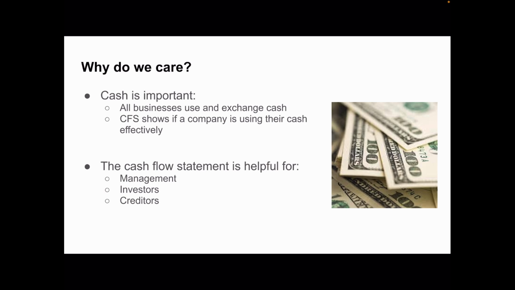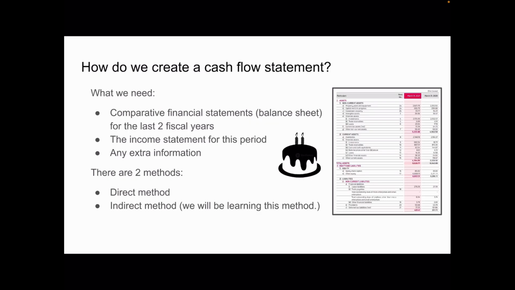All right, now we can get into the slightly more complicated part of this lesson. How do you make a cash flow statement? Well, first, we need some information. To create a cash flow statement, you need comparative financial statements, basically the balance sheet for the last 2 years, the income statement for this year, and any additional information about any transactions of note throughout this year.